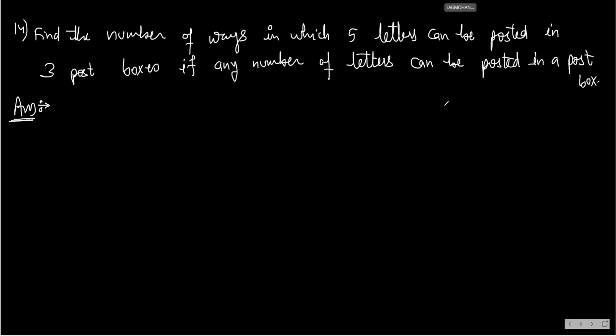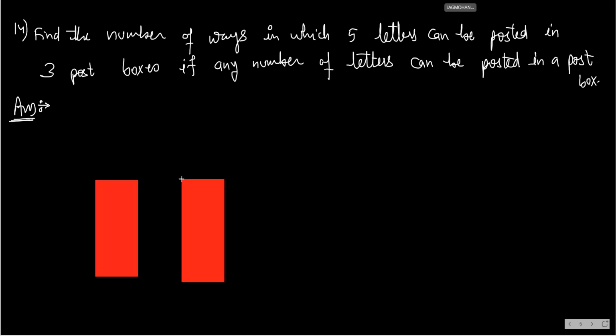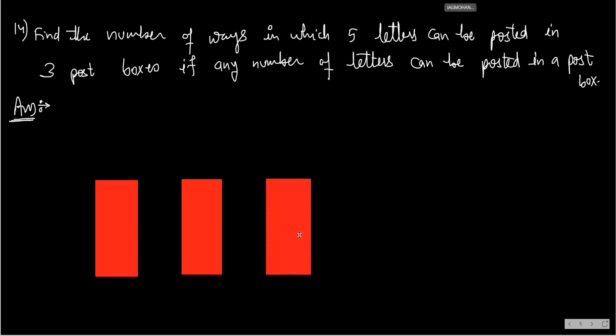Very interesting question, students. Question number 14. Find the number of ways in which 5 letters can be posted in 3 post boxes, if any number of letters can be posted in a post box. So here I have 3 post boxes. Normally the post boxes are red in color. So I have 3 post boxes.